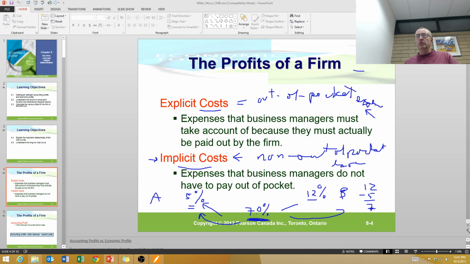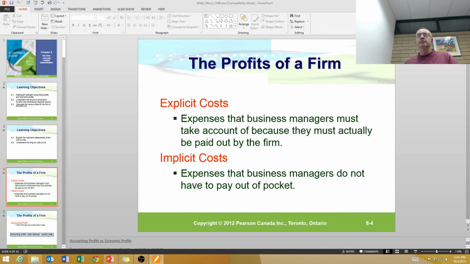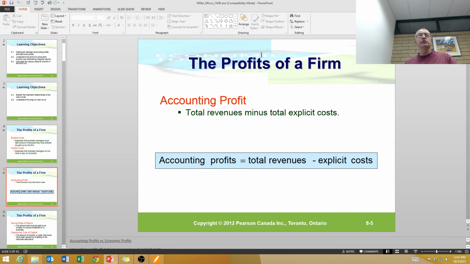Okay. So we have the accountant's formula for profit. So as we mentioned before, for accountants, profits equal revenues minus all the explicit costs, and so profits are really a residual. It's a residual calculation.